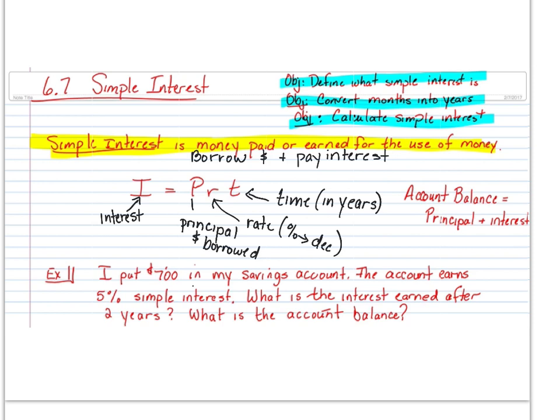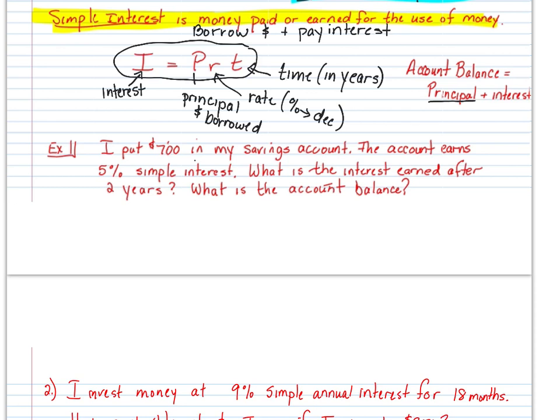So when they ask you to find the interest, you plug into this formula, I equals PRT. And to find the account balance, that means how much is in your account. If you put $200 in your account and it earns $20 interest, your account balance is $220. So you take the principal, which is the amount you borrowed, and you add your interest. Example 1 says: I put $700 in my savings account. The account earns 5% simple interest. What is the interest earned over 2 years? What is the account balance?